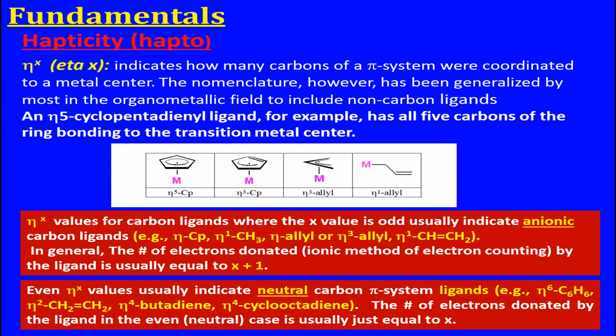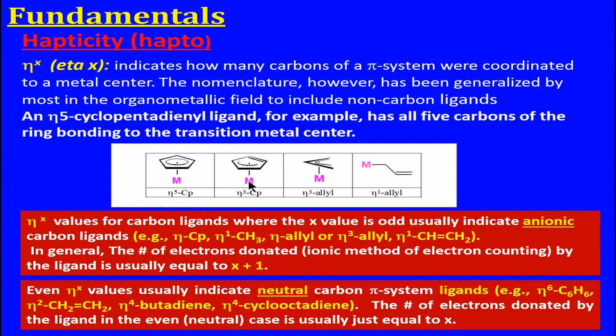We pass to the term hapticity. Hapticity, hapto-x or eta-x, indicates how many carbons of a pi system are coordinating to a metal center. For example, in this structure, the M is bound to 5 carbon atoms of a pi system, so this is hapto-5 Cp bound to M, or this is eta-5 Cp.